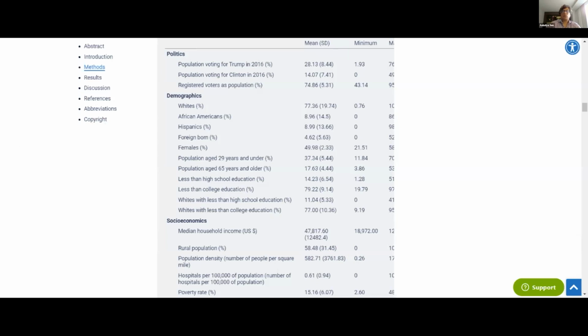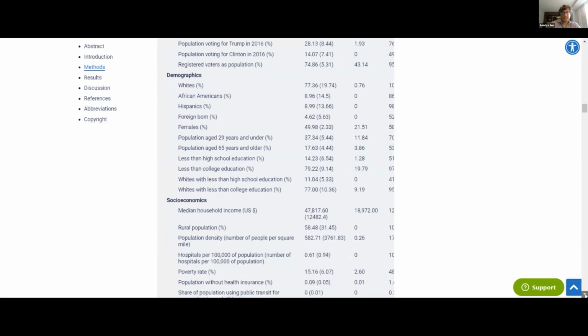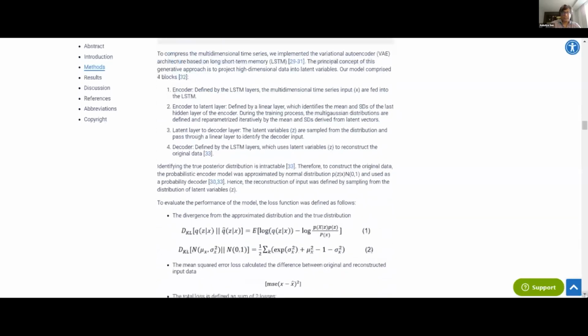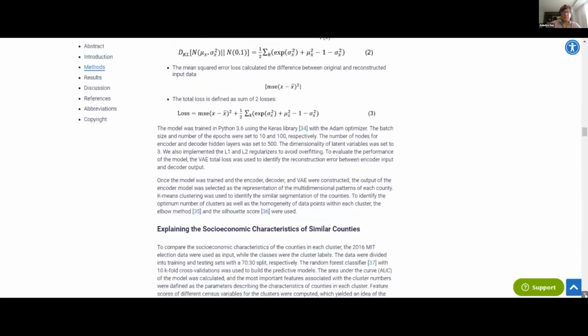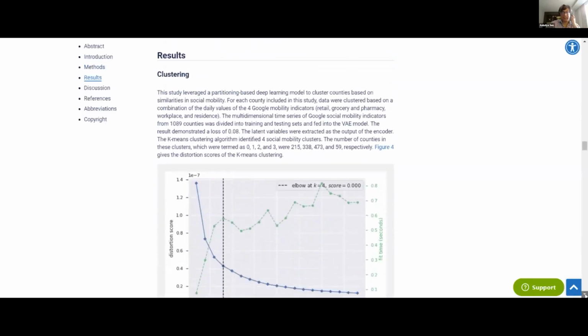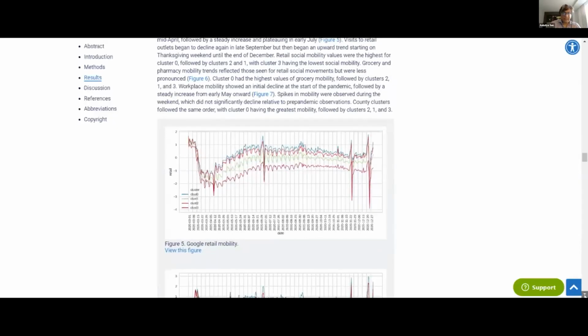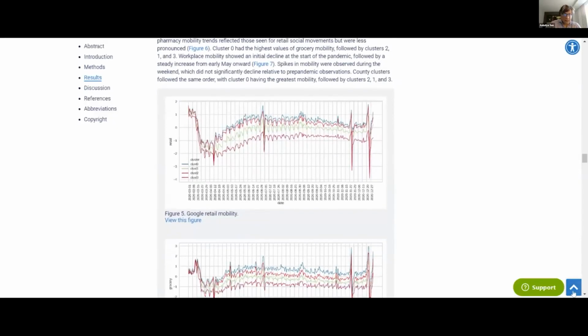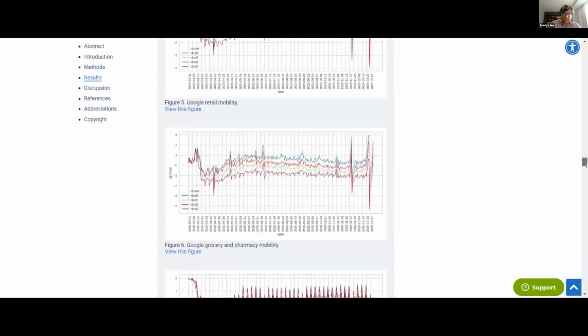Okay, so was it a question of income? Was it a question of race? Was it education? What was it? These are the technical details which are not important for this discussion. I'll just go straight into the clustering. So here, I will blow this up and okay.